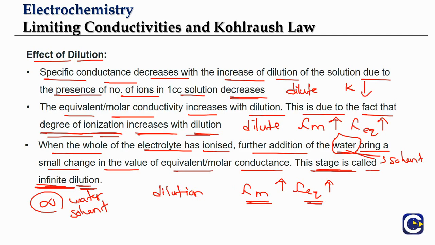And what we say is, when we reach this infinite dilution, whatever the values are, we will be calling them as what? The limiting values. Limiting value will be indicated by what? Either lambda m naught or lambda m infinity. For the equivalent, lambda equivalent naught or lambda equivalent infinity. So this is what we will be calling the limiting value of the molar conductivity and the limiting value of the equivalent conductivity.